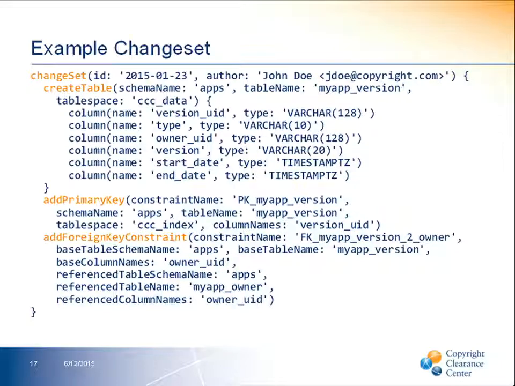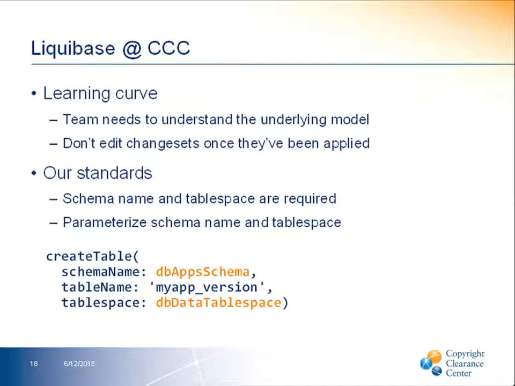Here's one. In orange is the sort of key pieces. So we have a change set, and we see the ID and author that are part of the identifier of this change set. We used a date stamp kind of approach for the ID, and then it lives in some file. And this change set has 3 changes in it. It creates a table, it adds the primary key, and it adds a foreign key constraint to some other table. And that's your atomic change. You don't want to create the table, but somehow the primary key doesn't get created or something like that. So that's what a simple change set looks like.